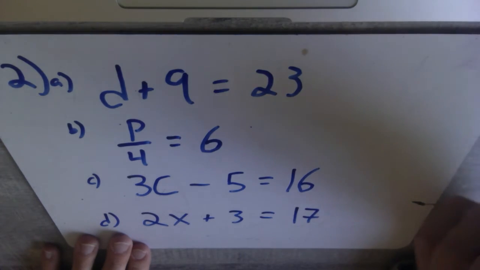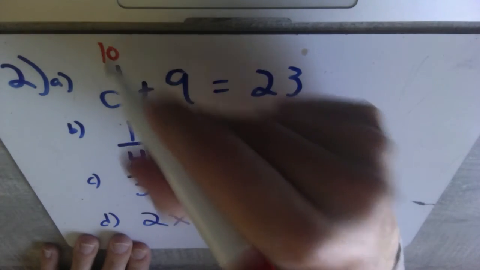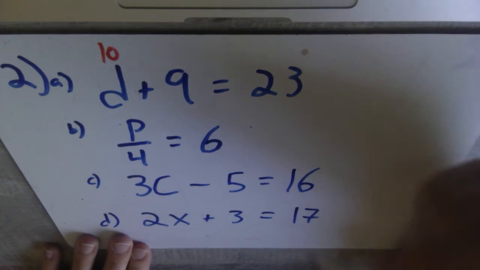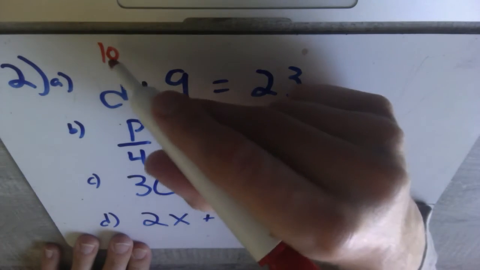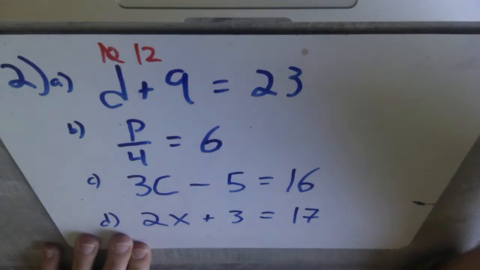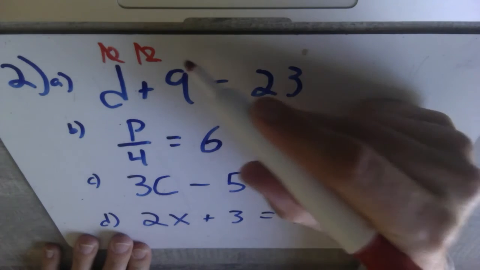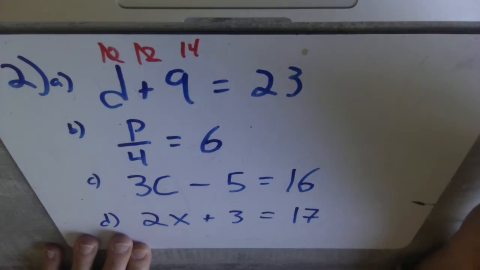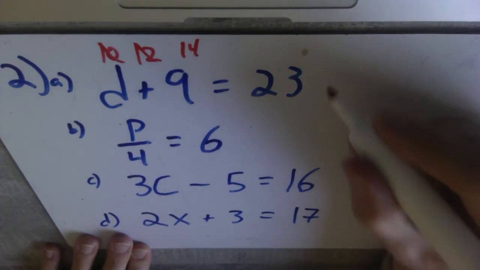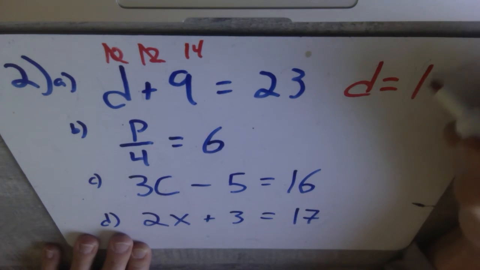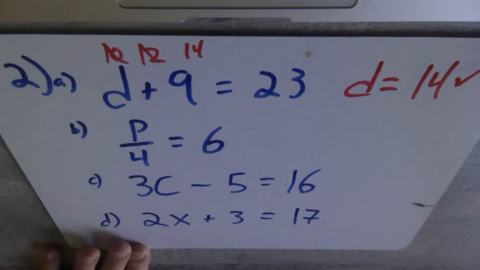So looking at this, we think to ourselves, well, what plus 9 will equal 23? Start with a number, using reasoning, making an educated guess. I'm going to start with a 10. Does 10 plus 9 equal 23? No, it's 19, so we know we have to go a little bit more. So maybe we'll try a 12. 12 plus 9 is that 23? Not quite. We'll go a little bit more. 14 plus 9, is that 23? Yes, it is. There's our first mark. So we show that d equals 14.